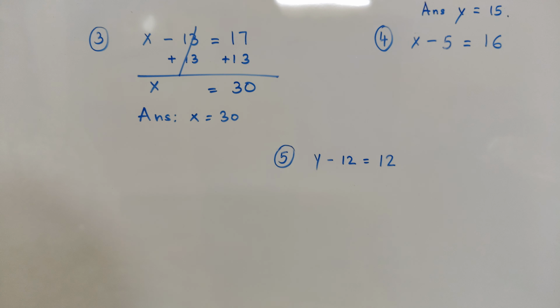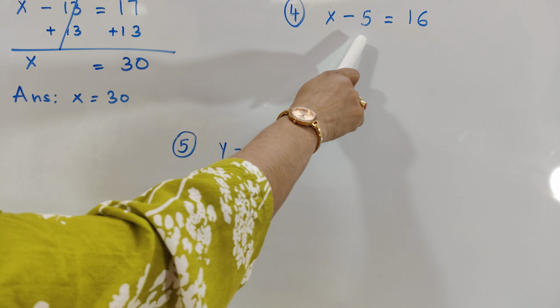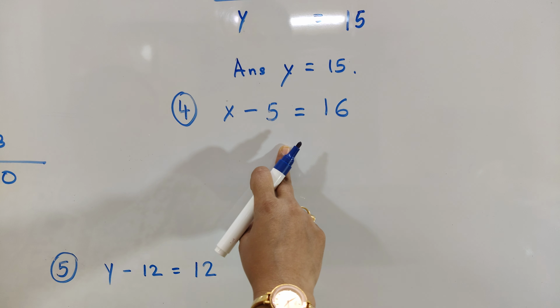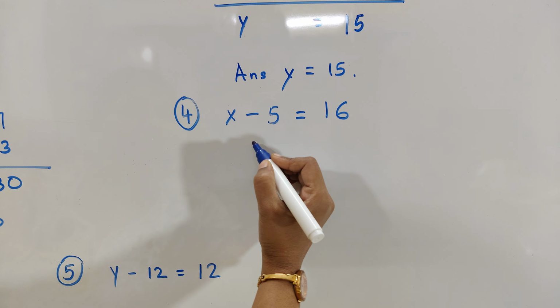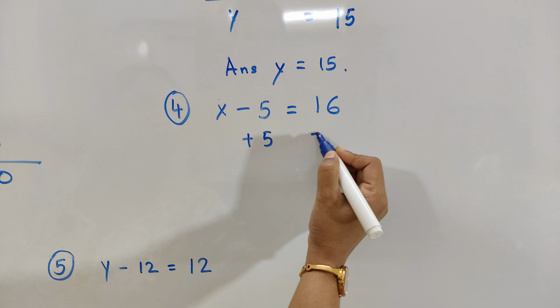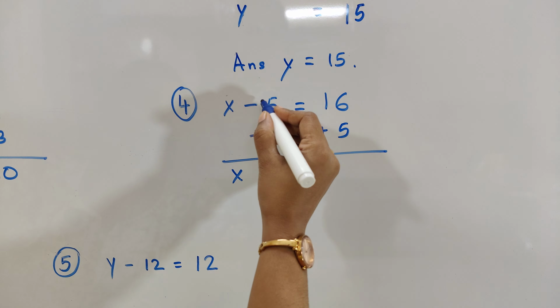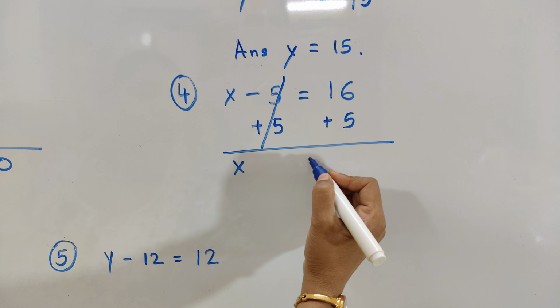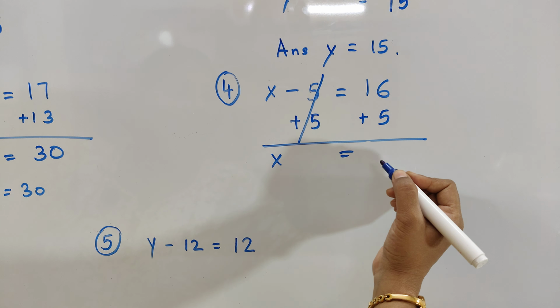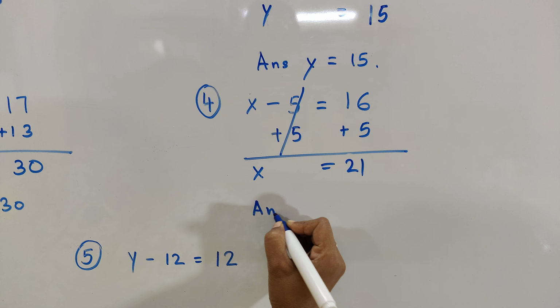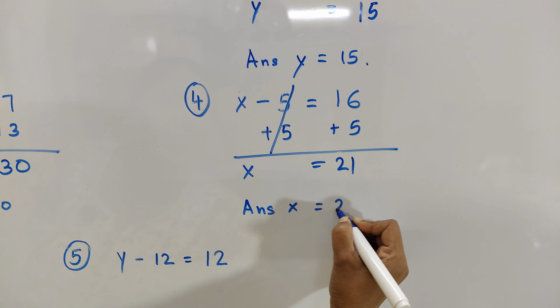Now let's move to the next question. x minus 5 is equal to 16. Here, to separate x from minus 5, we will add 5 on both sides. So we get x minus 5 plus 5 is 0. x is equal to 16 plus 5, which is 21. Answer, x is equal to 21.